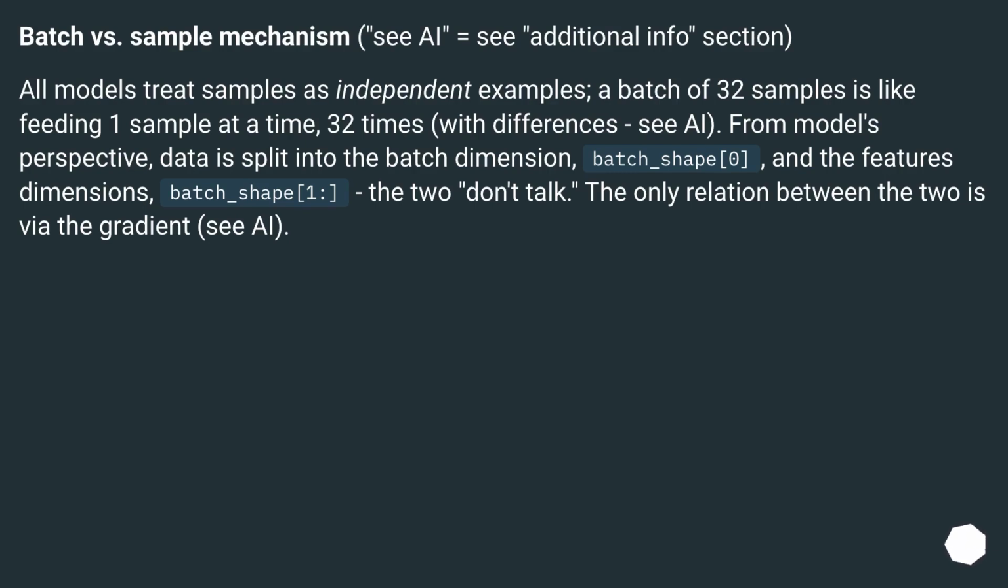All models treat samples as independent examples. A batch of 32 samples is like feeding one sample at a time, 32 times, with differences. From the model's perspective, data is split into the batch dimension, batch_shape[0], and the features dimension, batch_shape[1], and the two don't talk. The only relation between the two is via the gradient.